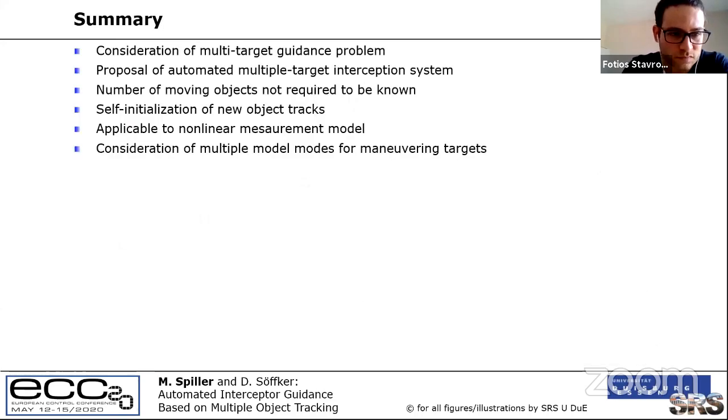In this work, multi-target interception based on multiple object tracking is considered. An automated multi-target interception system has been proposed. The number of moving objects is not required to be known. The tracks of new objects are automatically initialized. The approach is applicable to nonlinear measurement models, and multiple modes to describe the moving behavior of the objects can be considered.